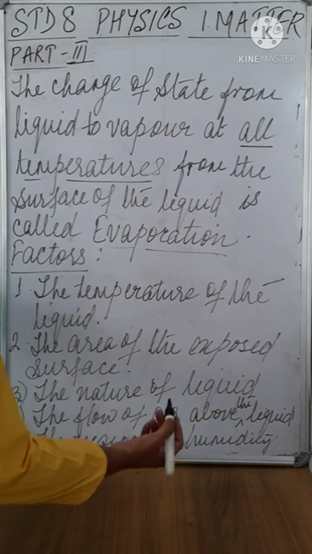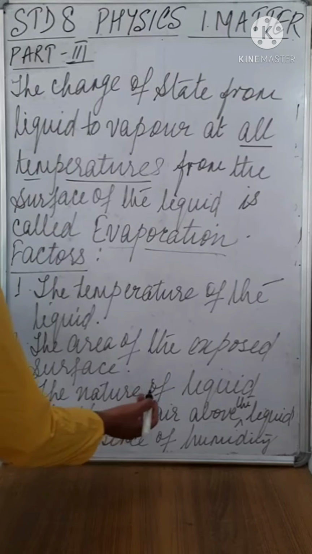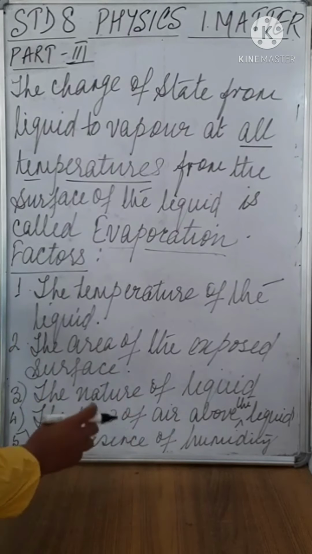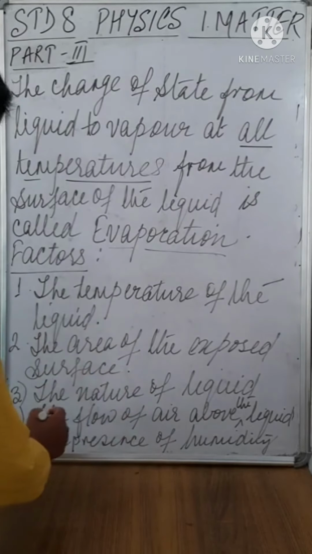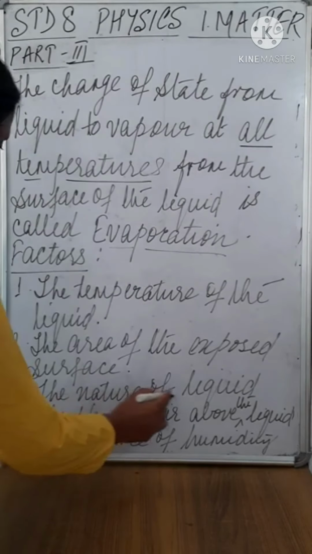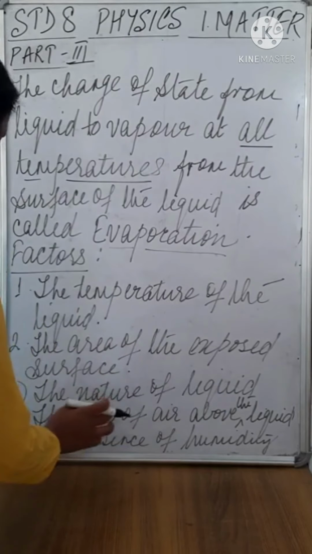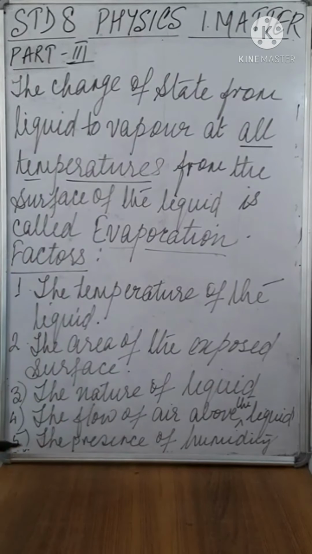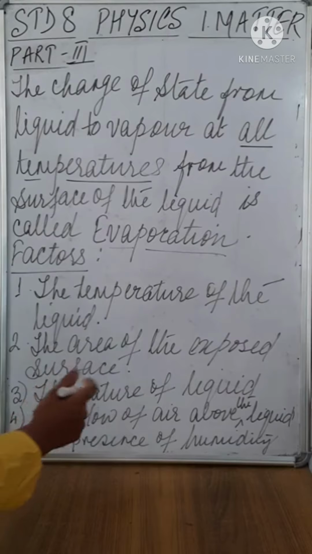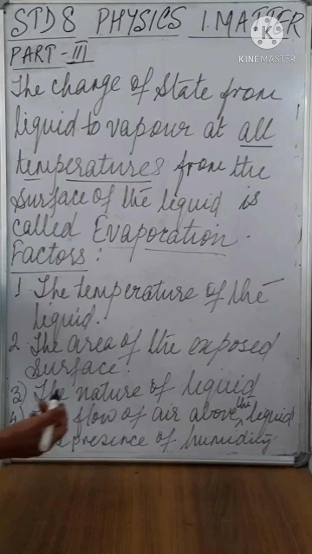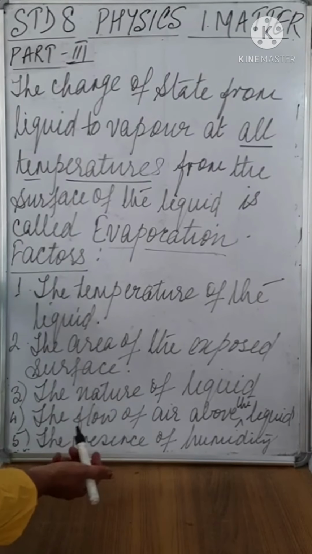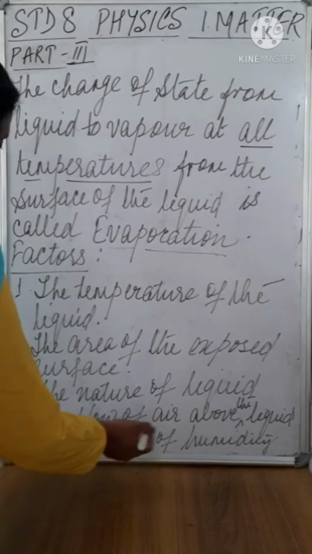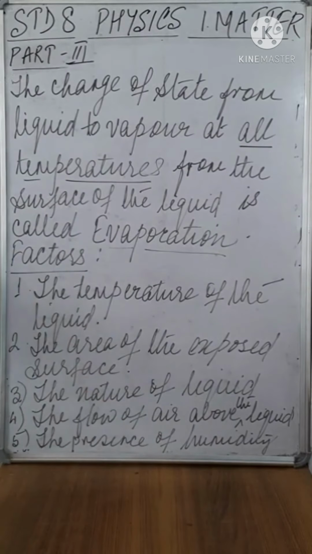Volatile liquids evaporate much faster than water. That is the reason why volatile liquids such as alcohol are stored in tightly closed bottles. So the rate of evaporation depends on the nature of the liquid. Volatile liquids evaporate faster than water, and these liquids are stored in tight bottles because their rate of evaporation is much faster than water.